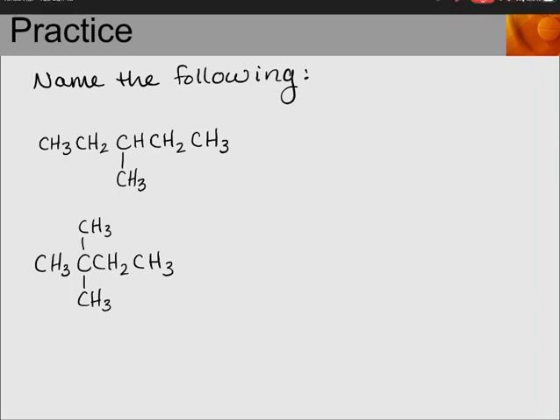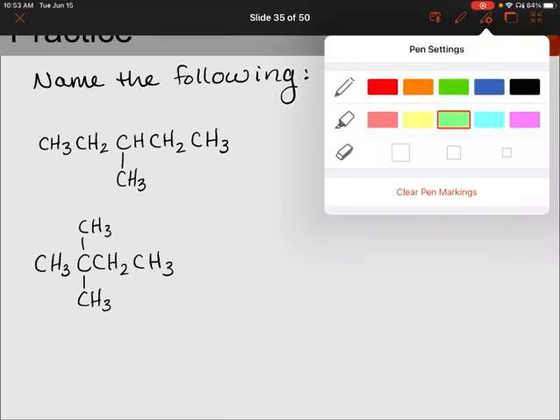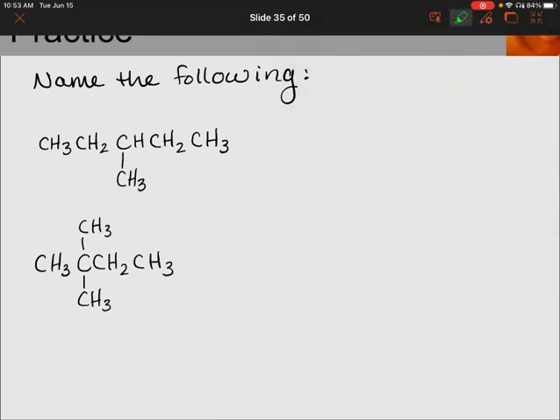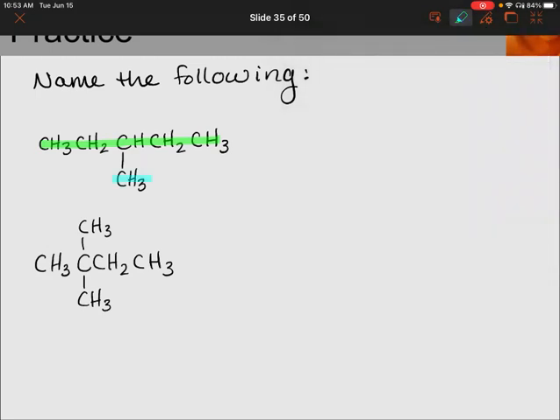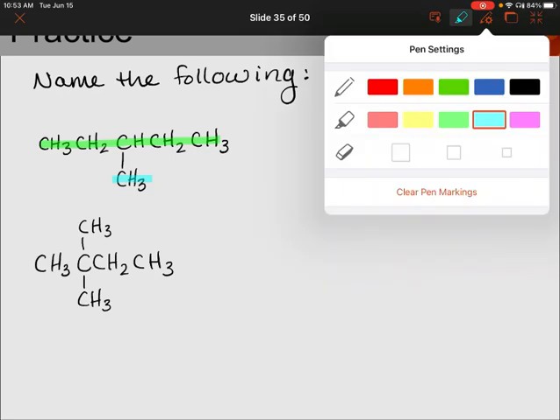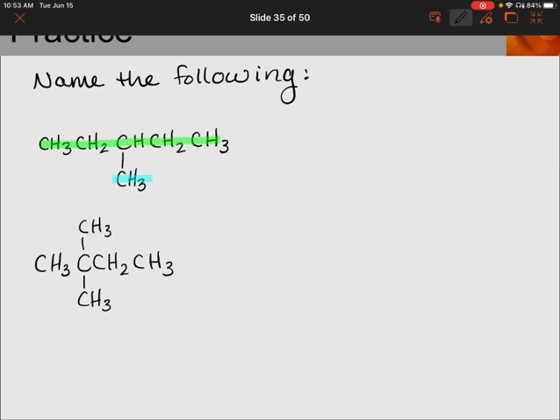Okay, let's name the first molecule. So let's try to find the longest carbon chain. Let's see. So it looks like we have 5 carbons in our longest carbon chain. And then we have this branch that's coming off. Okay, so first, what would we call that branch? What's the name of that alkyl group? Methyl.